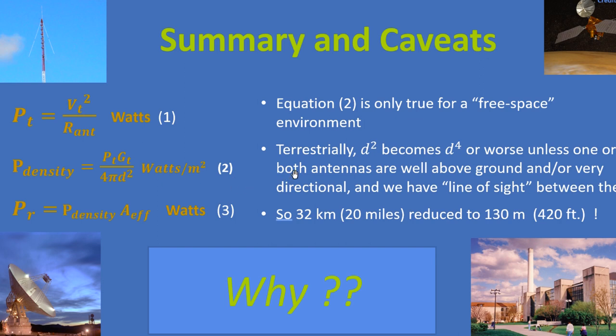What we talked about in that previous episode is that in a terrestrial situation, this term in the denominator can actually be as high as d to the fourth or worse. And that drastically cuts your range, say from something like 20 miles down to 130 meters, which is like 400 feet. Why? Well, that's what we're going to talk about today.